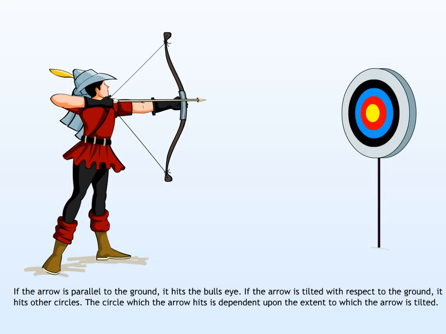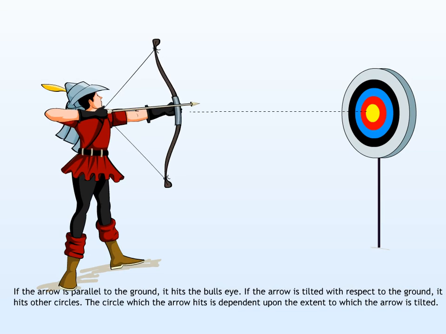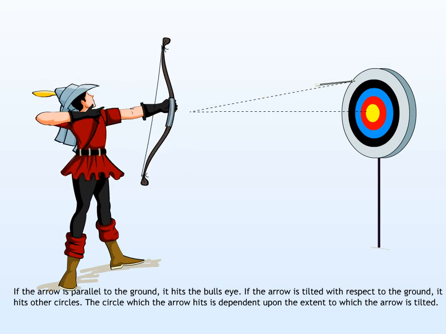Angles. We have an archer over here who is trying to hit the bullseye. If the arrow is parallel to the ground, it hits the bullseye. If the arrow is tilted with respect to the ground, it hits the other circles. The circle which the arrow hits is dependent upon the extent to which the arrow is tilted.